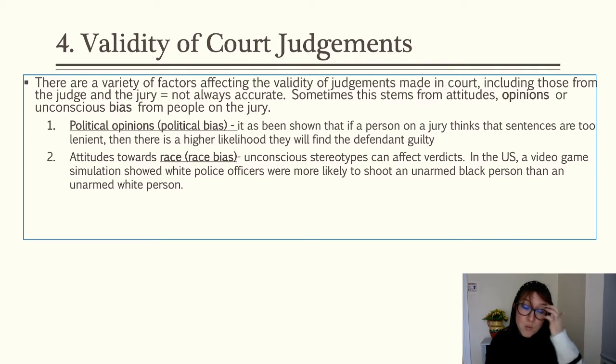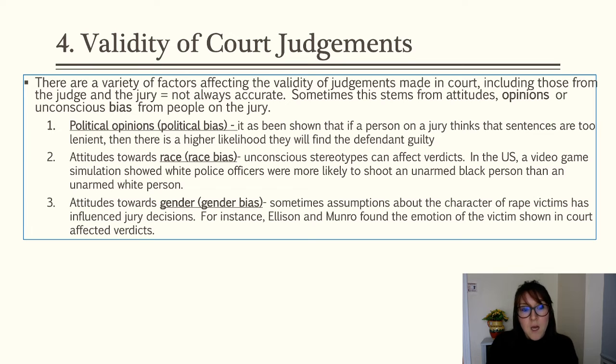Attitudes towards race bias. Unconsciously, there may be stereotypes that can affect verdicts. In the US, a video game simulation showed white police officers are more likely to shoot an unarmed black person than an unarmed white person. Attitudes towards gender, or gender bias. Sometimes assumptions are made about the character of rape victims, for example, and this has influenced jury decisions. For instance, Ellison and Munro found the emotion the victim showed in court affected the verdicts that were made.